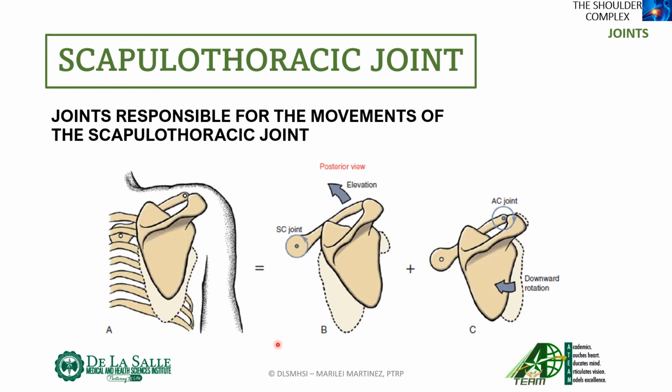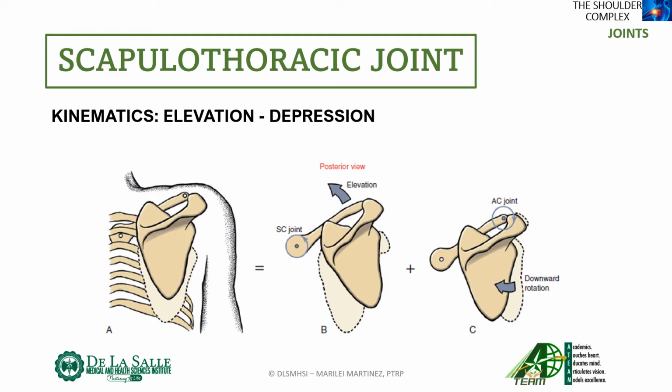Okay. This is just another illustration to show how the sternoclavicular joint and the acromioclavicular joint result in movement of the scapula in the scapulothoracic joint. Again, movement of the SC joint and movement in the AC joint will now cause movement of the scapula in the scapulothoracic joint. So let's now discuss the interaction between the SC joint and the AC joint to cause movement in the scapulothoracic joint.